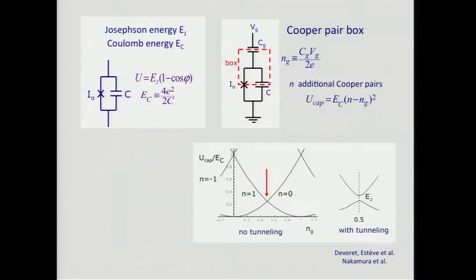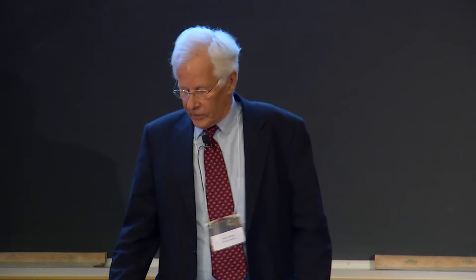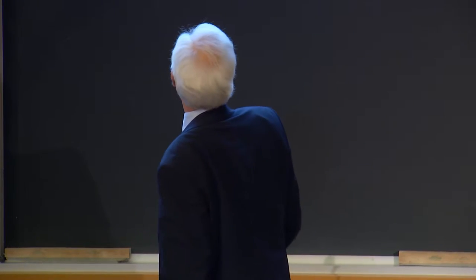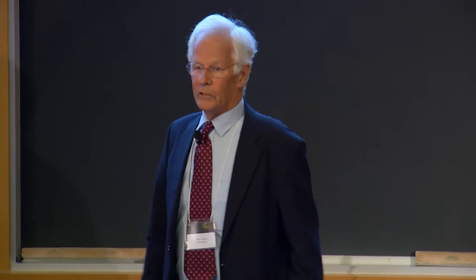If there's no tunneling of single Cooper pairs, you would have two parabolas crossing at half a Cooper pair charge, where the charge is the one you induced on the gate there. And then if there is Josephson coupling, there's an avoided crossing. That avoided crossing can be made tunable by making this junction a double junction, and that is the tunable Cooper pair box. Several groups, particularly Saclay and also in Japan, NEC, showed that this could be controlled.